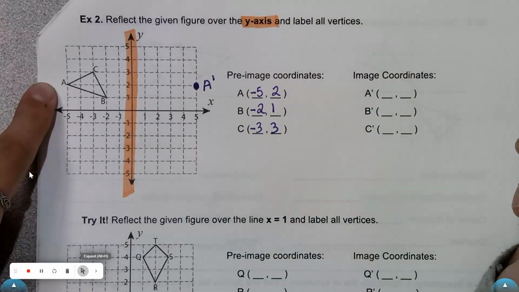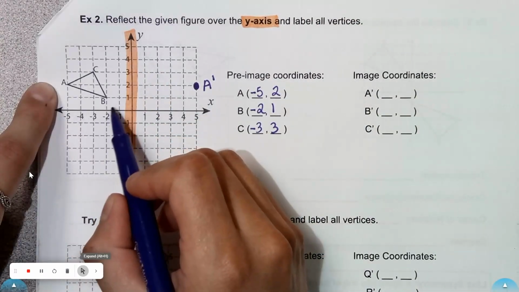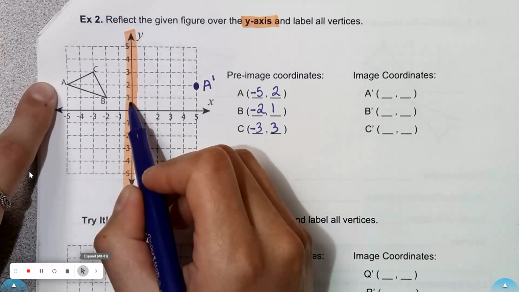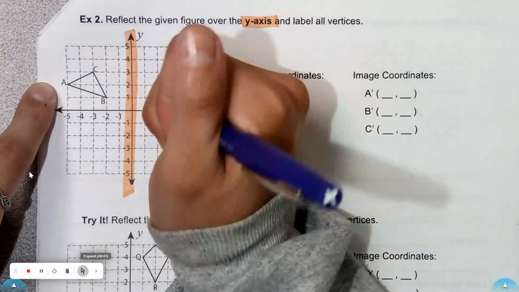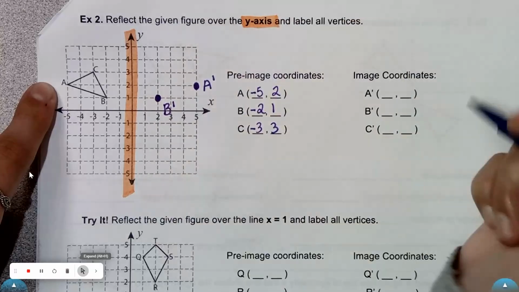I can do the same process for B and for C. I'm going to count 2, 1, 2, and then 2 in the other direction, 1, 2. I'm going to put a dot here. This now becomes my B prime.